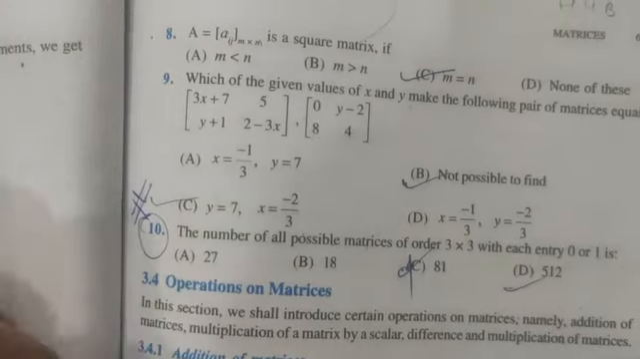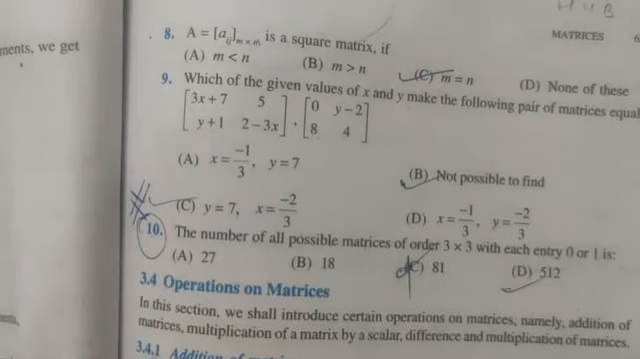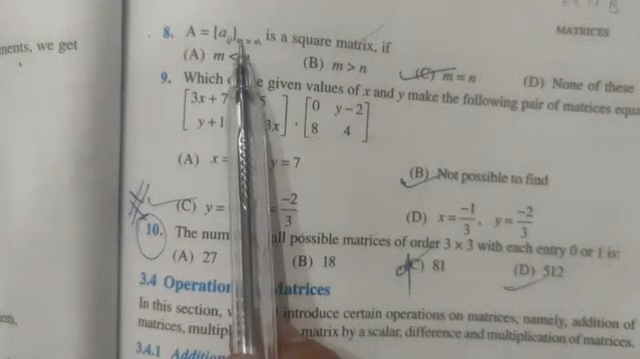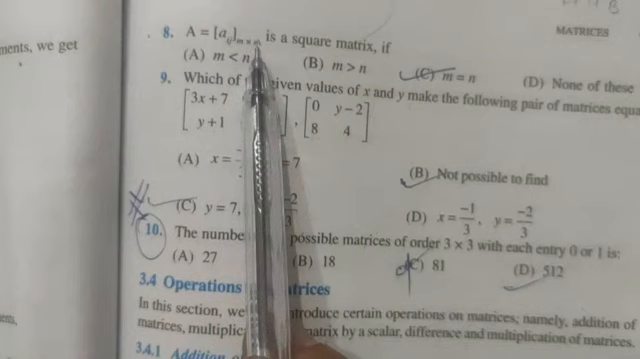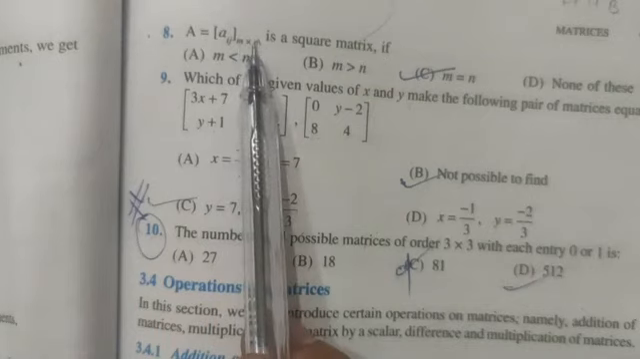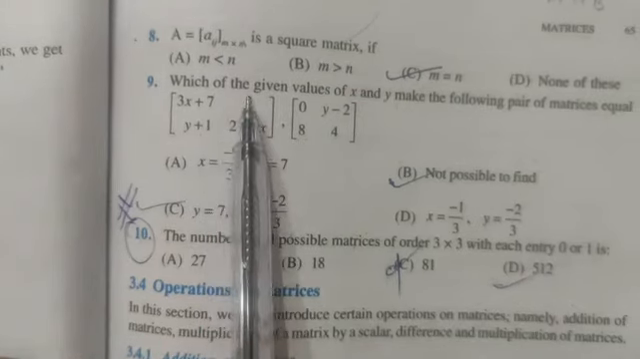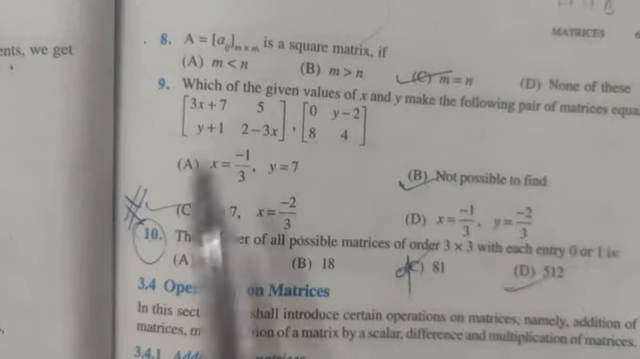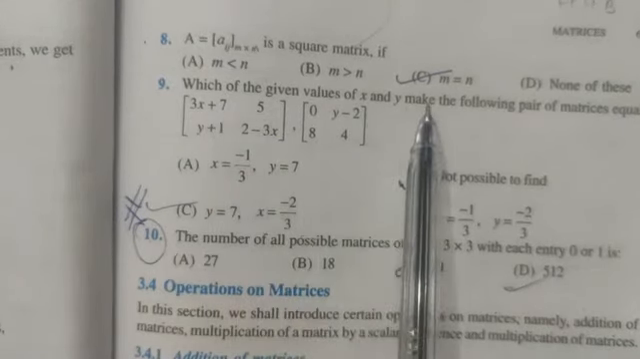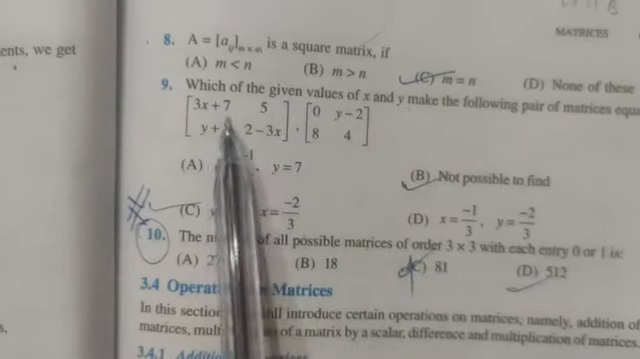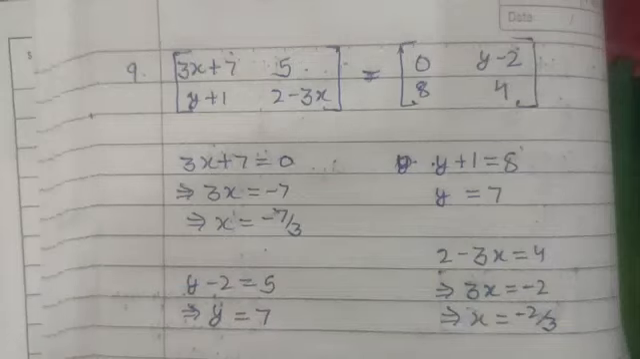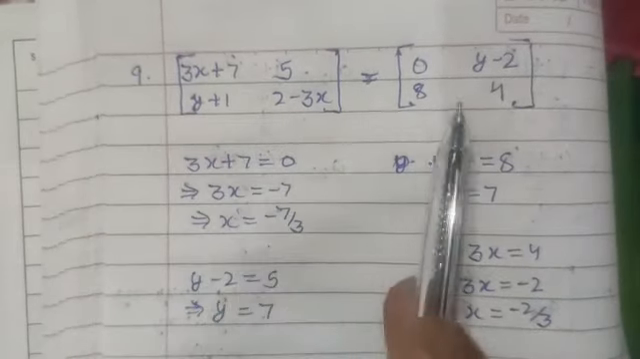Now eighth question: a ij, m by n, is a square matrix if. Now as we know, in case of a square matrix the number of rows is equal to number of columns, that is m is equal to n. Now again in question number 9th we have to find out the values of x and y which make these two matrices equal.